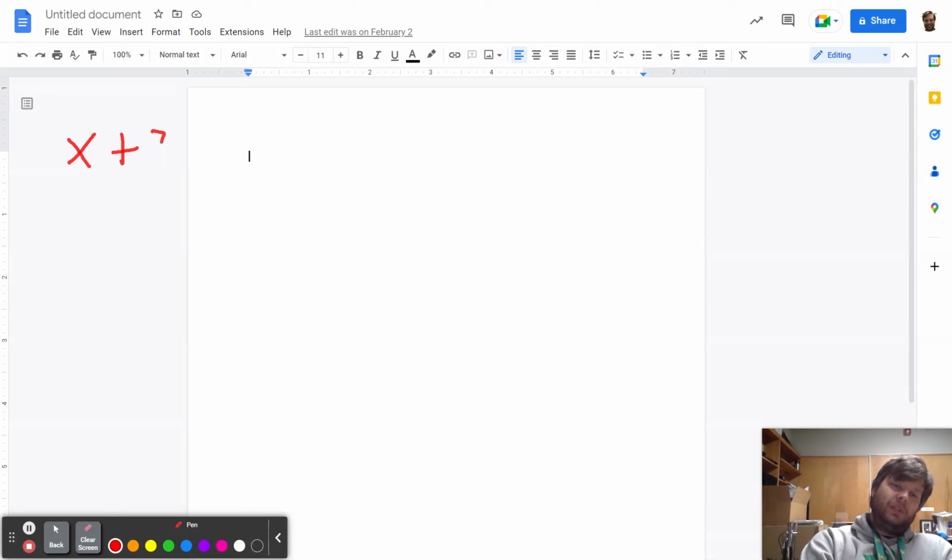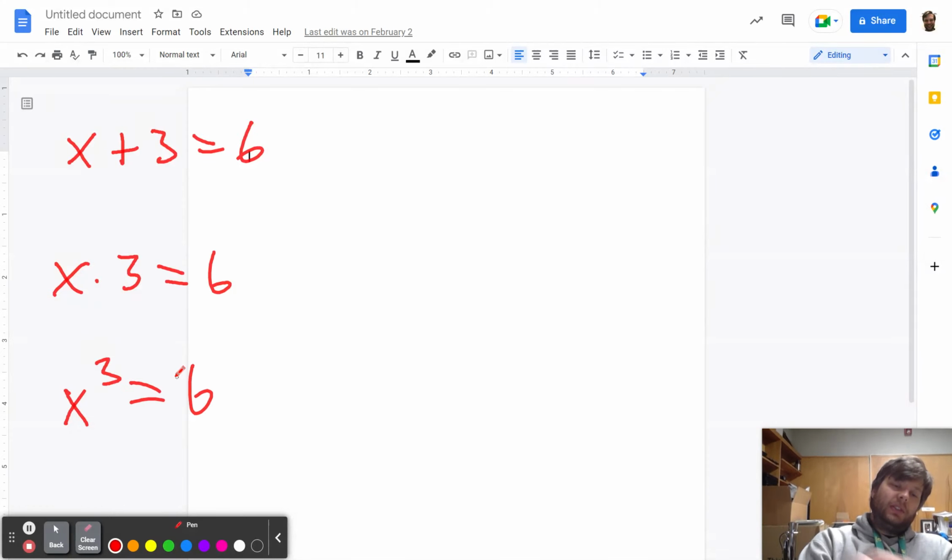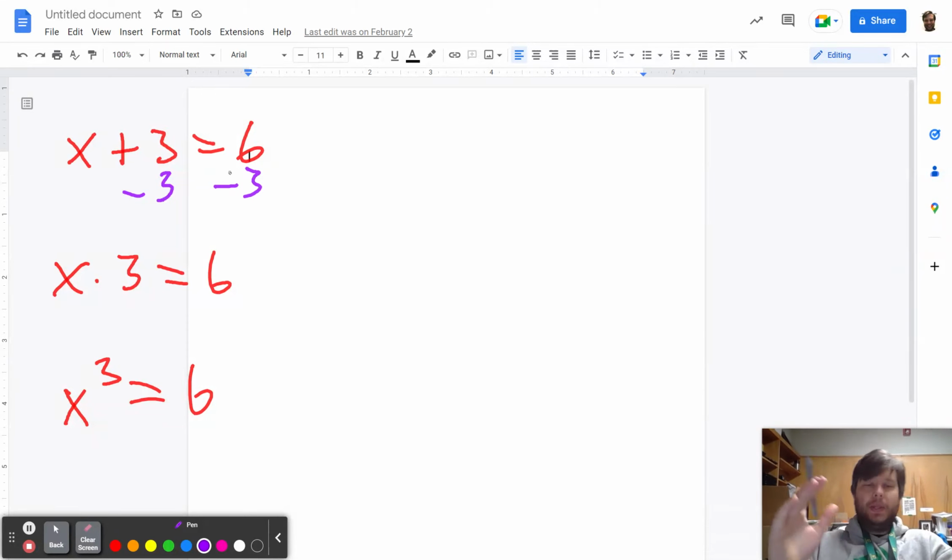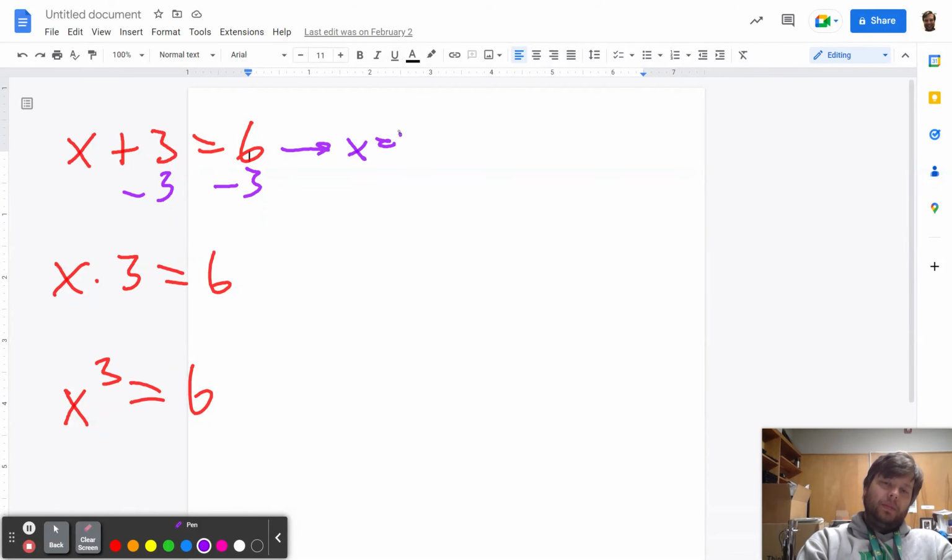Let's solve some very simple equations, like x plus 3 equals 6, x times 3 equals 6, and x to the third equals 6. Each of these equations is x and an operation and an answer. For the first one, the operation is plus. The opposite of plus is minus. So I do the opposite to both sides. If there's math happening on one side, to unmath it, I do it to both sides. And that gives me a nice answer of just x equals 3. But I can just write 6 minus 3, and it's also correct.